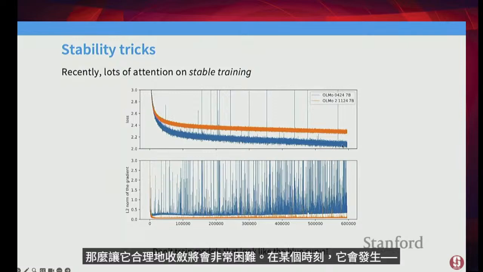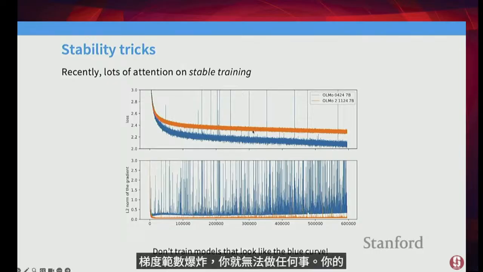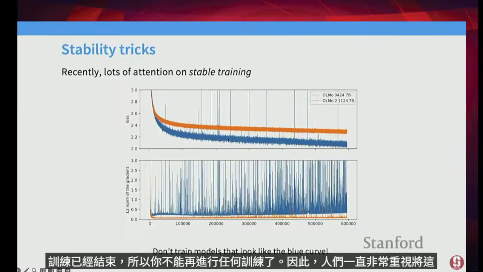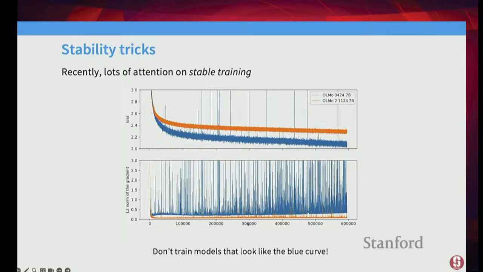And so there's been a lot of emphasis on trying to turn this blue curve into something that looks a lot like the orange curve. Of course, this loss is higher, but ignore that fact, because I think they just switched datasets between these two training runs. But this orange curve has nice low gradient norms throughout. And that's really the kind of plot that you would much rather see.